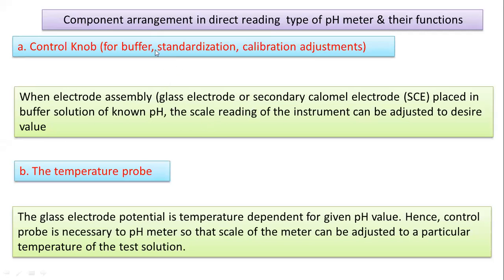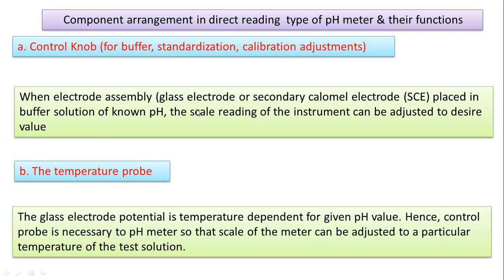Now in this instrument, there are some components or arrangements in a direct reading type of pH meter. There are 2 or 3 functions associated with the direct pH meter. First is a control knob, particularly for the buffer solutions for the standardization process as well as for the calibration adjustment. So the standardization process and calibration adjustment can be made with the help of the control knob.